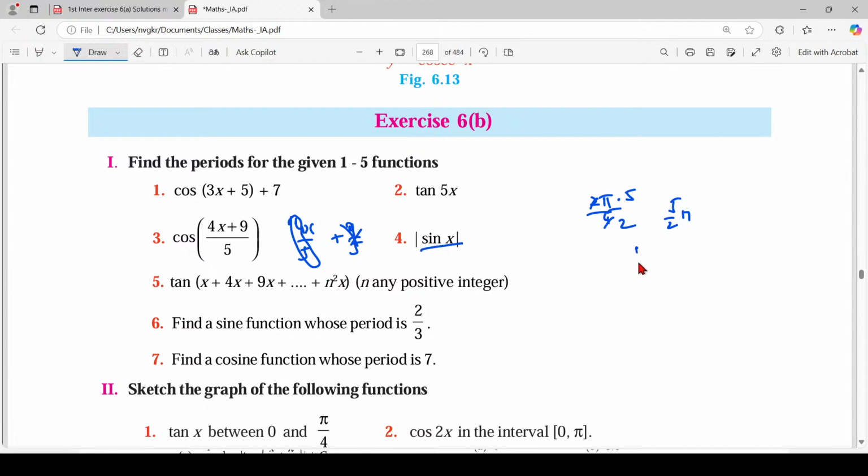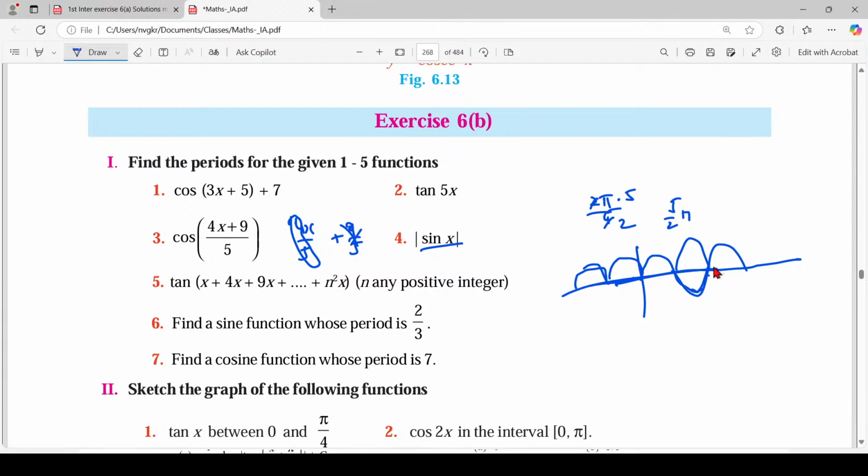See here, there is sin x. Now we know mod of sin x. What does it mean? Mod, what does it do? The bottom one, it will come to the top. Remember this, no? Transformation of graphs. So mod of sin x will look like this.